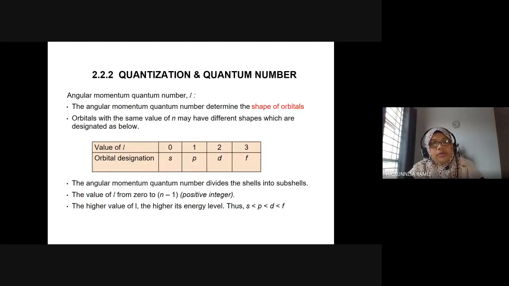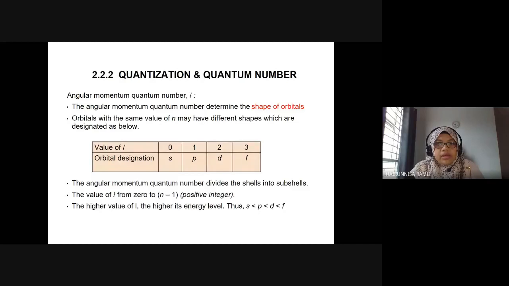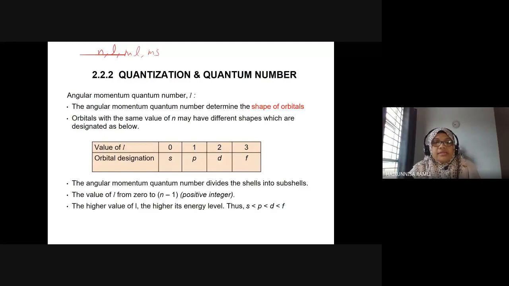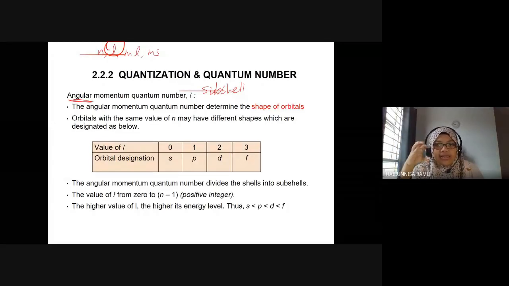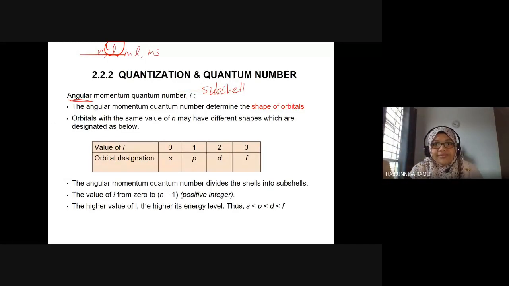Okay, so just now I mentioned about n. Now it is L. Okay, ikut turutan kan? There's L eh. So what is L? Angular momentum. Dalam erti kata lain, this is subshell. Tadi shell kan? n is shell. Now L is subshell. Dalam shell ada subshell. Okay. So this angular momentum determines the shape of orbital. Dia menentukan bentuk orbitals. Okay. So this orbital with the same value of n may have different shape.